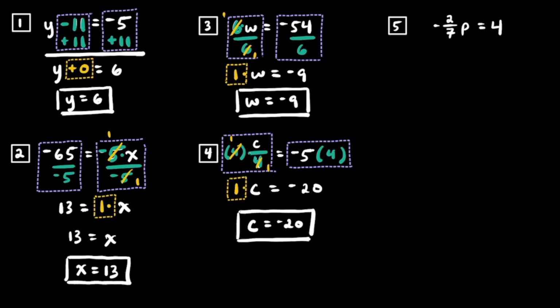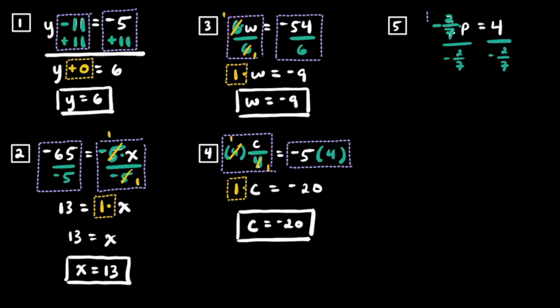For number 5, we have negative 2/7 p is equal to 4. So p is being multiplied by this negative 2 over 7, so to get rid of it, we're going to go ahead and divide both sides by negative 2/7. By doing so, we're using the division property of equality.